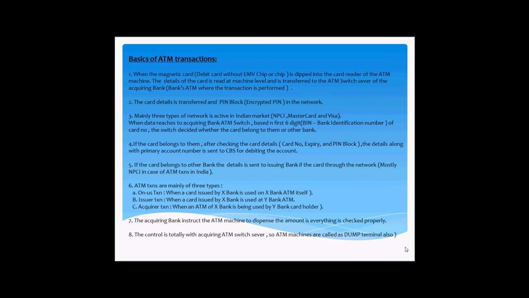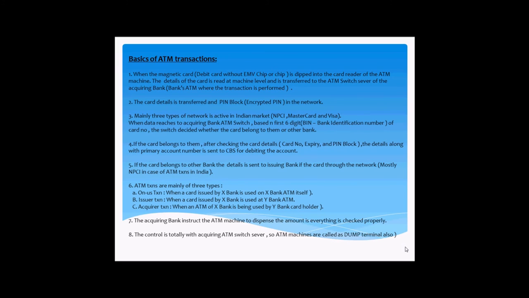Now jumping to the second term, that is network. In India, we predominantly have three networks. One is run by NPCI, and the others are MasterCard and Visa. Network is where the data is being transmitted. These are mainly channels, providing the bandwidth through which data is transmitted between different banks.